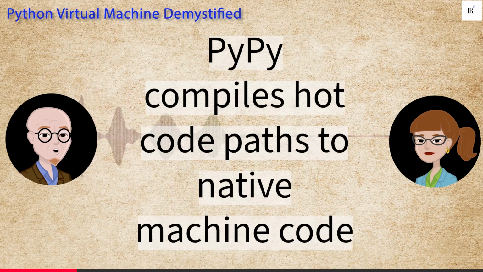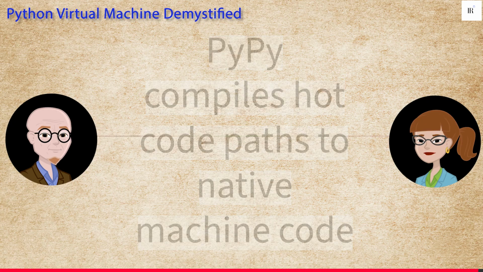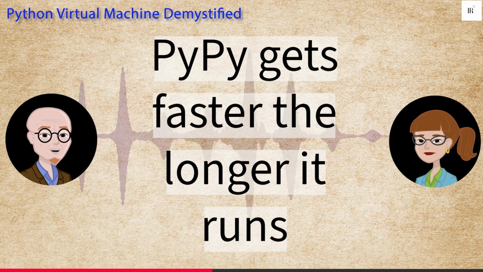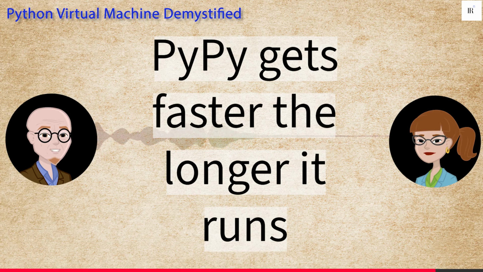It identifies bits of code that are executed frequently, so-called hot code paths, and compiles those specific parts down to highly optimized native machine code right there at runtime. So it gets faster the longer it runs. Often, yes. For long-running, CPU-intensive code, PyPy can be significantly faster than CPython.